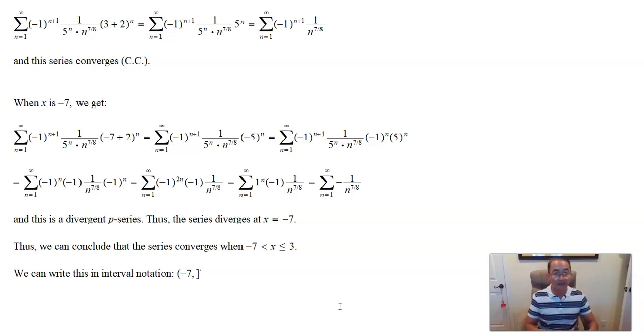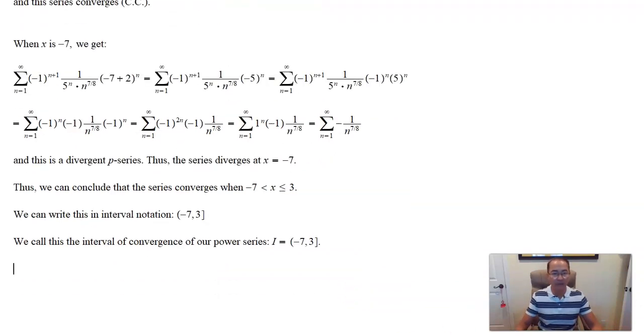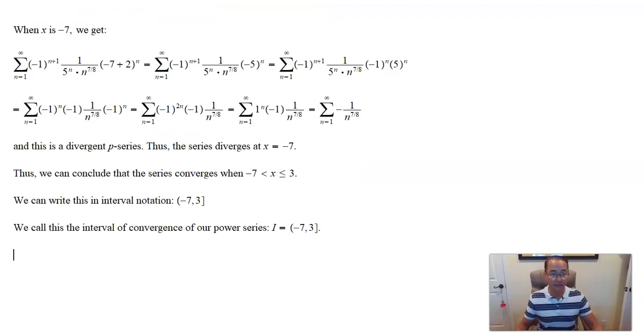We go from negative 7 to positive 3. Okay, and we give it a name. Okay, so we call this, remember the title, we call this the interval of convergence of our power series. And we give it a name, usually capital I. So capital I equals minus 7 to 3, round at minus 7, and bracket at 3, excluding minus 7, including positive 3.